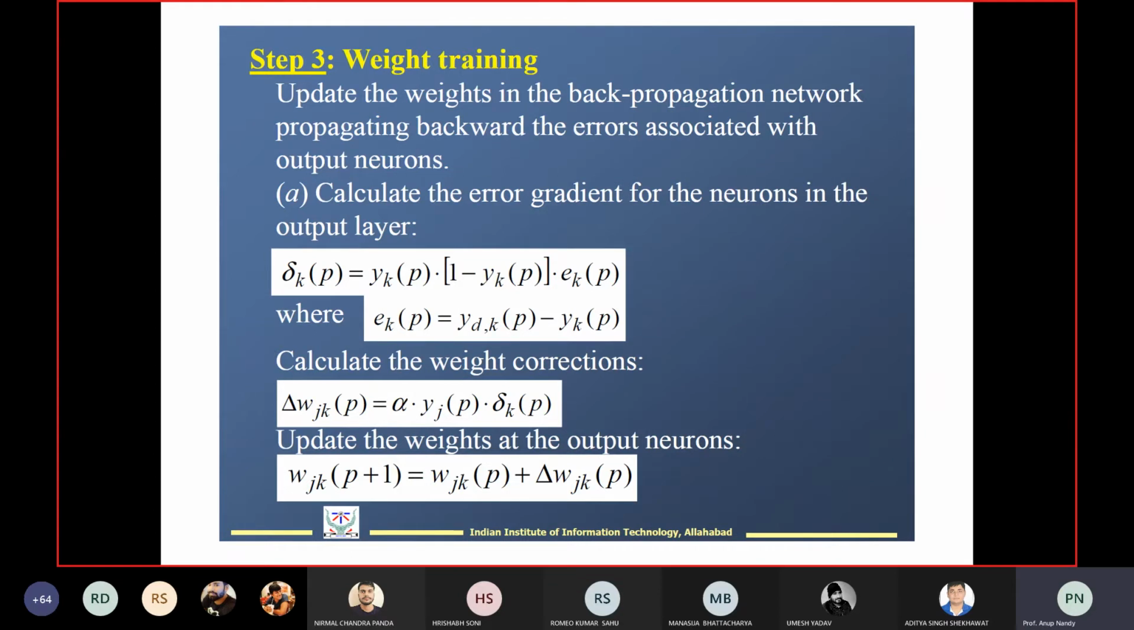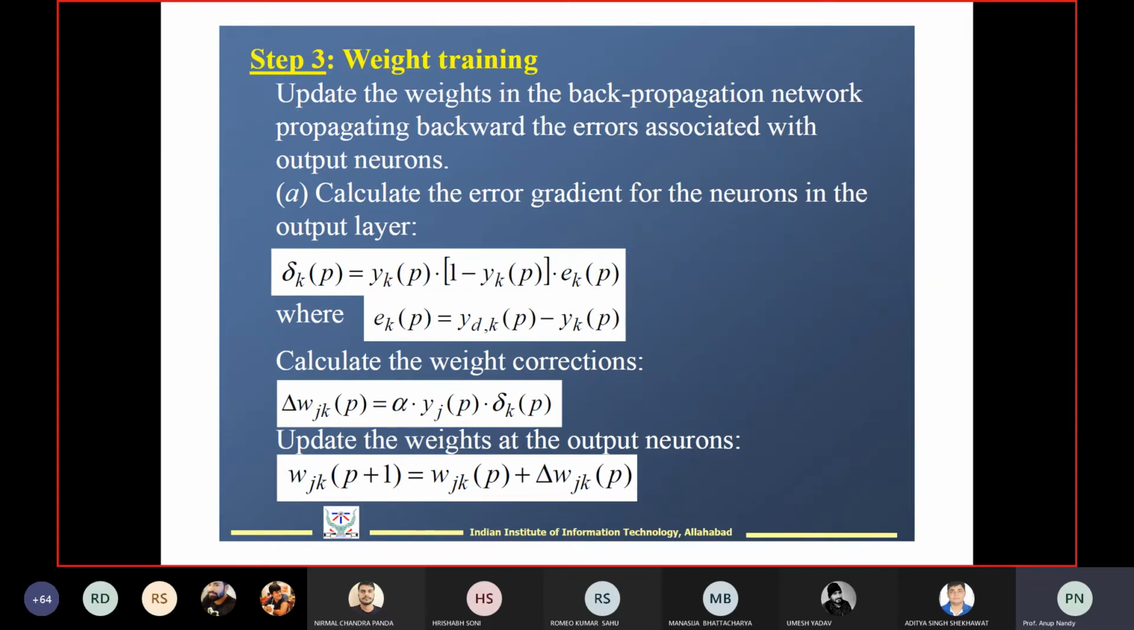So wjkp plus 1 is equal to wjkp, which is already there, plus the weight correction delta wjkp. That is the thing. Whenever you are doing the weight corrections in the output neurons, you have to take the weights of the previous layer, I mean from the hidden layer to the output layer.